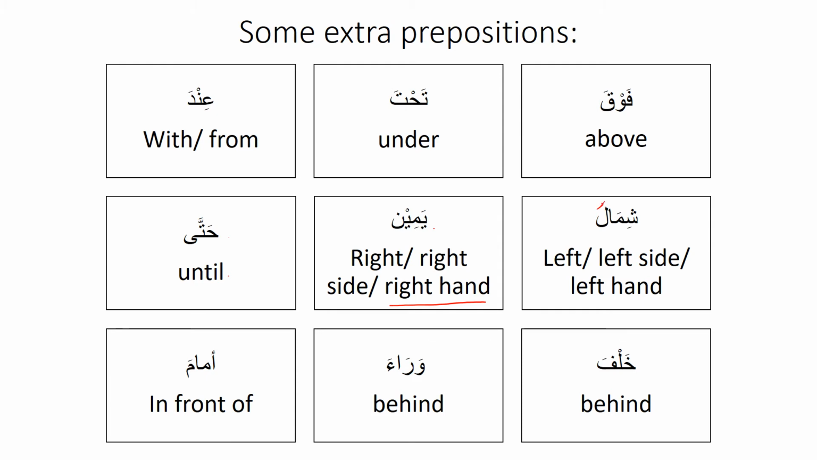Shimalun or shimala means left side or left. It can also be used as a noun if you're saying left hand, but if you're talking about the direction, then it becomes a preposition. Amama means in front of, wara'a means behind, and khalfa means behind as well.